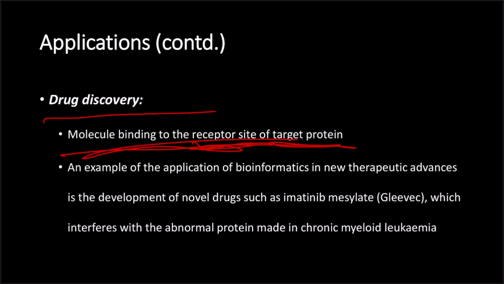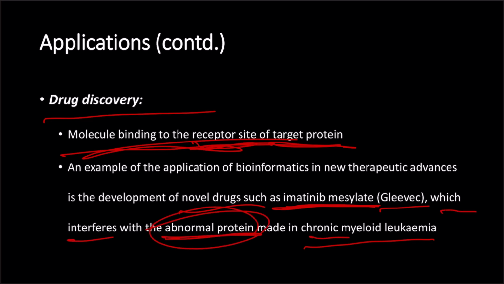of the drug. One such example is the development of several novel drugs like imatinib mesylate, also known as Gleevec, which is used in the management of chronic myeloid leukemia. That is, it interferes with the abnormal protein which is formed in the disease chronic myeloid leukemia. So this was made possible with the help of bioinformatics tools.